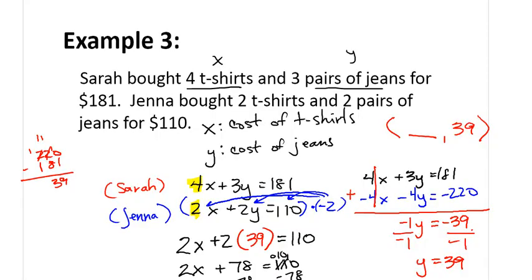Let me write that back up in here. And to finish out tonight's homework, your task is going to be to double check and make sure that our answers are 16 and 39, meaning that the cost of the t-shirts is $16 each, and the cost of the jeans is $39. Go ahead and check these values to make sure they're a solution, and then wrap it up, and I'll see you guys tomorrow. Have a good night.